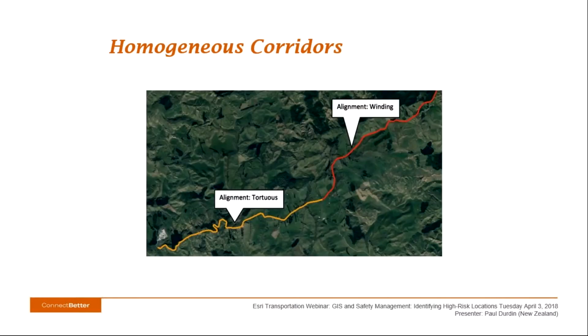So here's an example in a rural environment of how segments may be differentiated based on horizontal alignment. This one shows the road changing from a winding environment to a tortuous alignment.